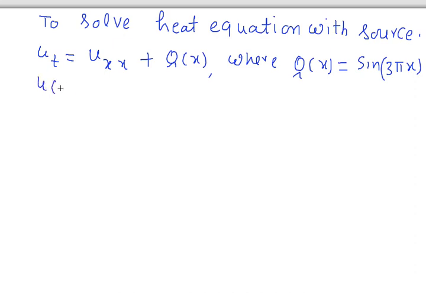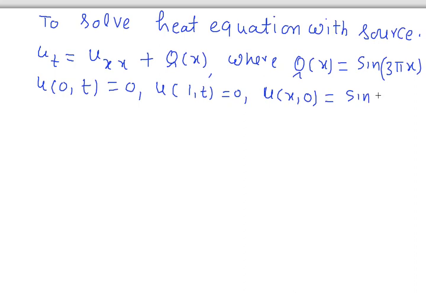The boundary conditions are u(0,t) = 0 and u(1,t) = 0. These are the boundary conditions, and one initial condition u(x,0) = sin πx. So here you can see this q(x) is the source part. So this partial differential equation is not homogeneous.